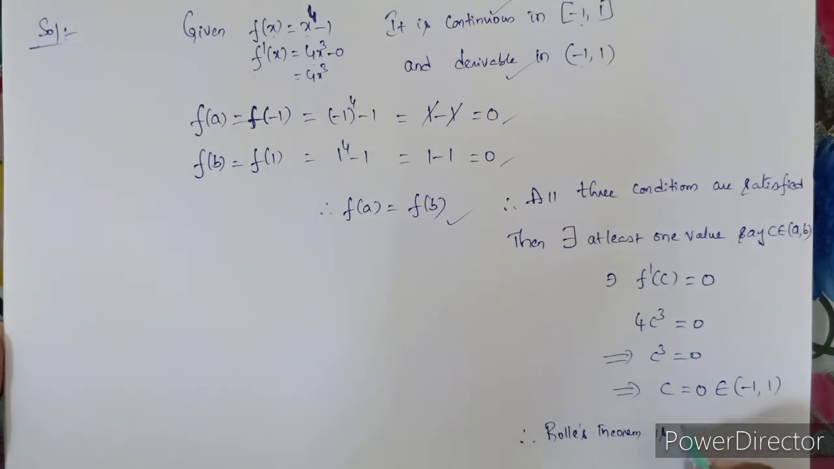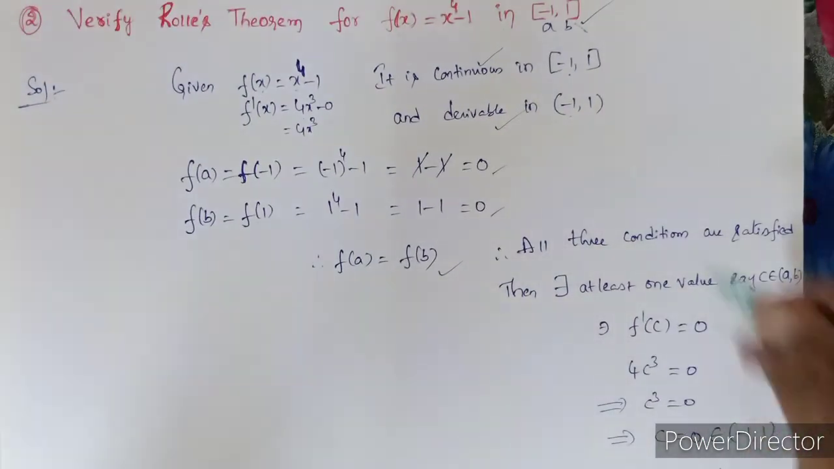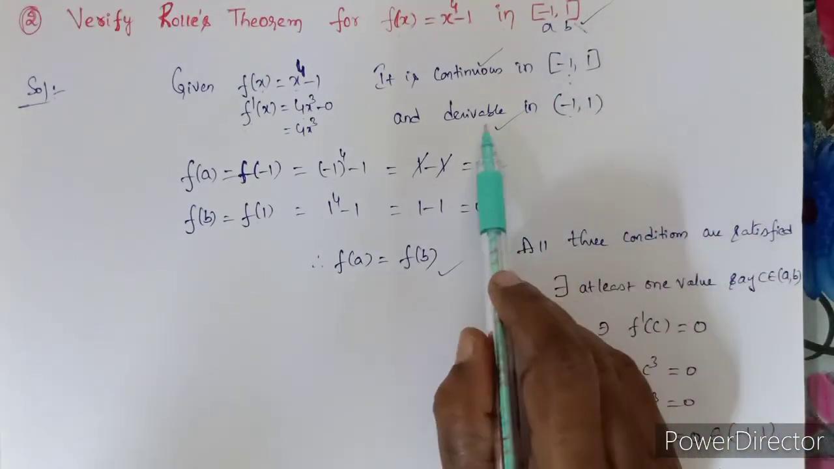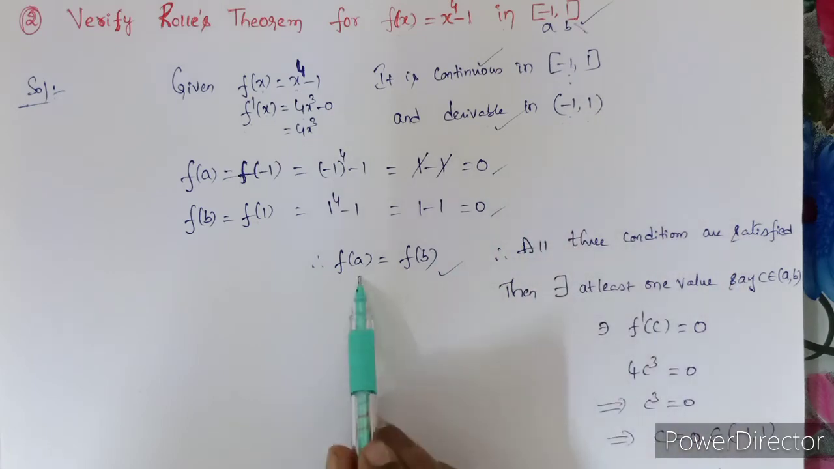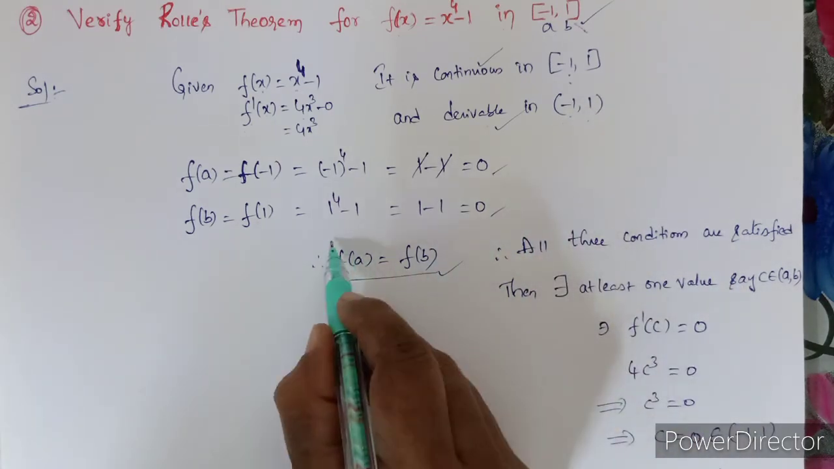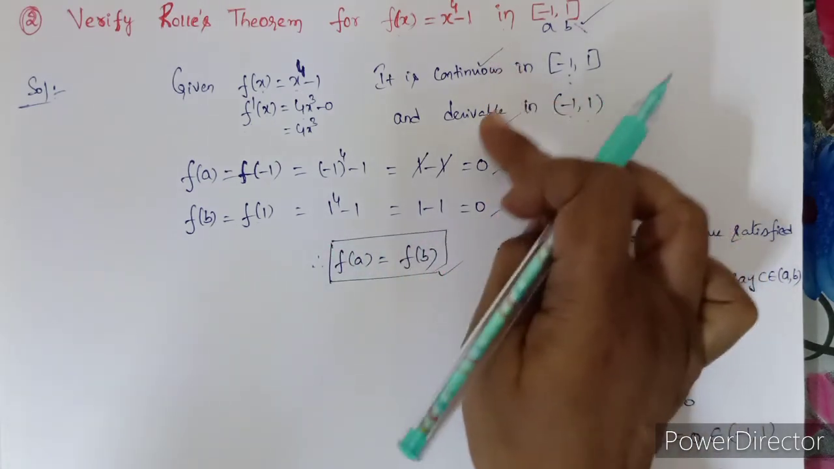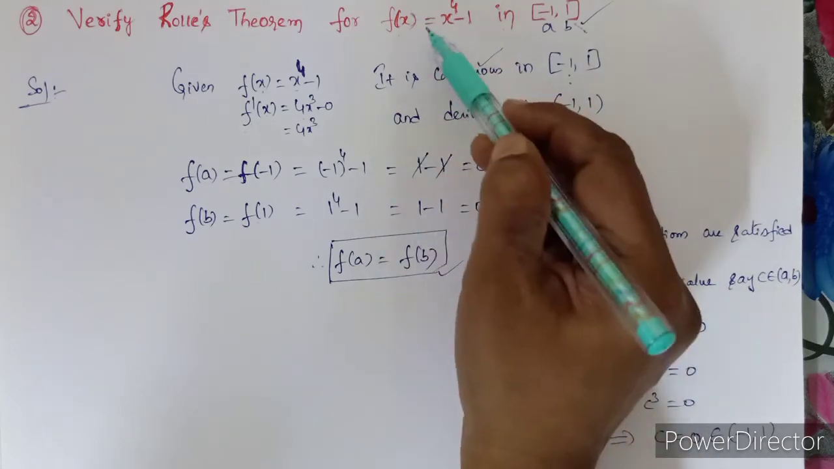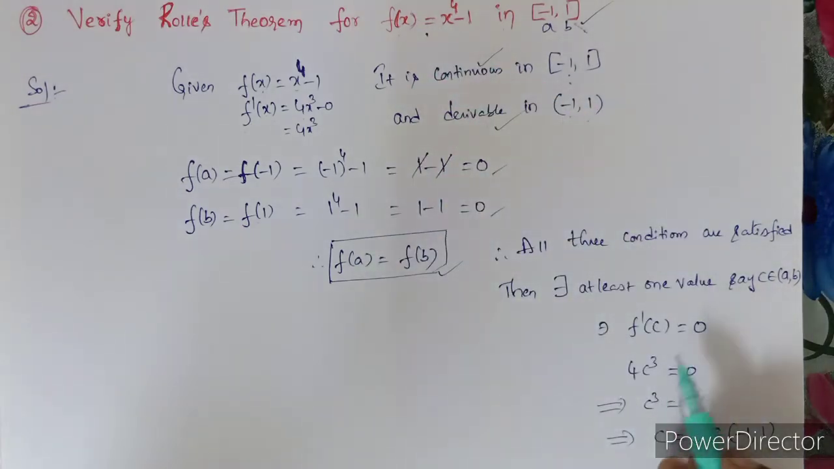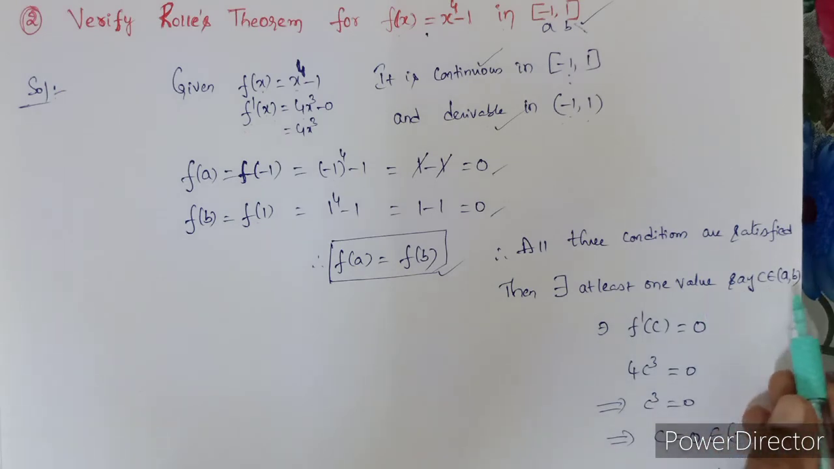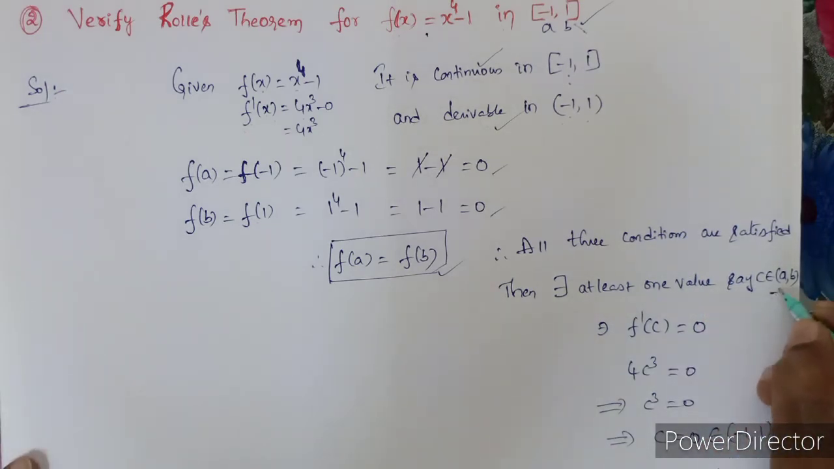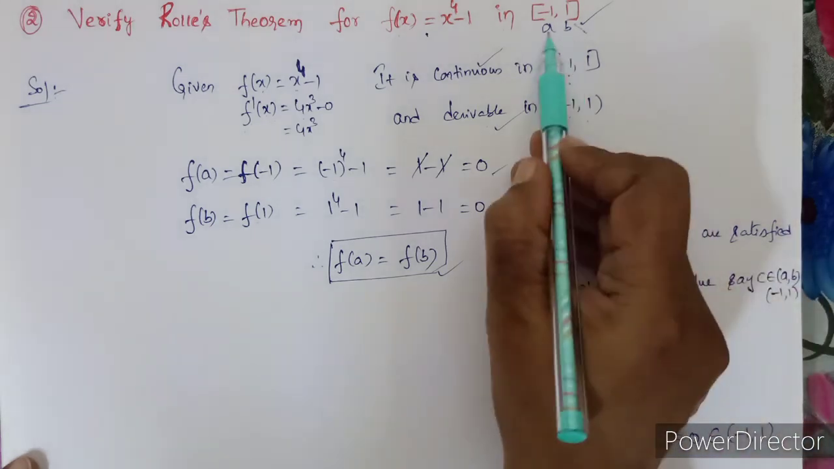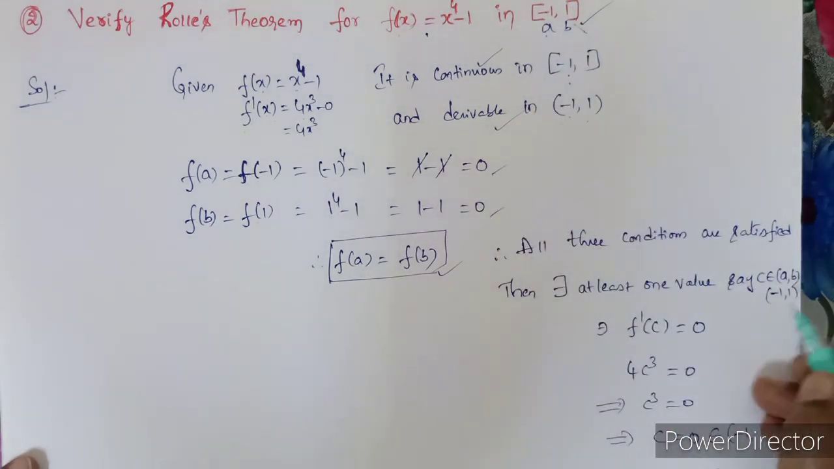To verify Rolle's theorem, first we have to see the given function is continuous in the closed interval, derivable in the open interval, and f of a equal to f of b. This is the third condition of Rolle's theorem. All the three conditions must be satisfied by this function. Then only we should take that there exists at least one value of x, say c, belongs to the open interval. Interval a is minus 1, b is plus 1. So they must exist in this interval.